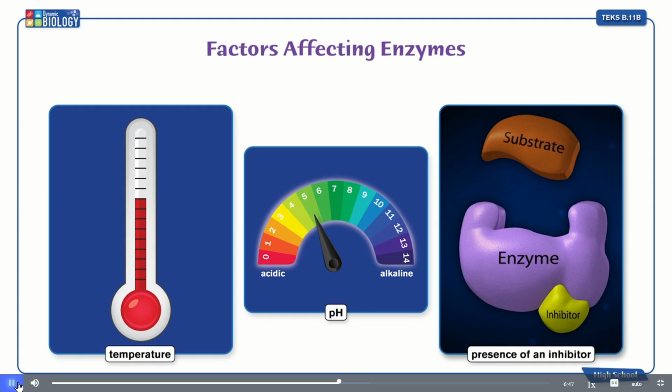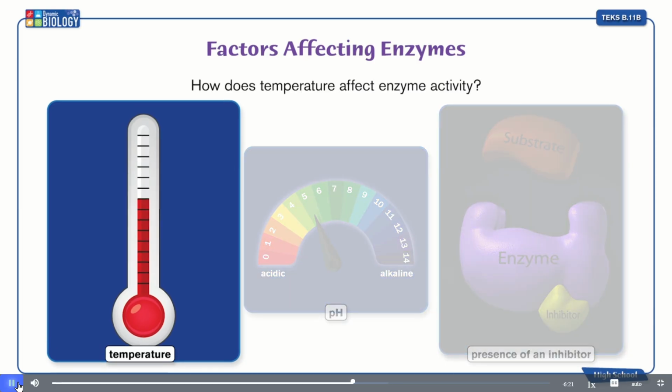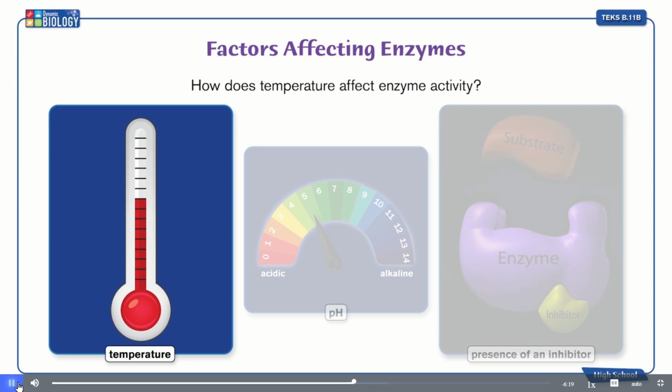Now we know how enzymes work and the kinds of jobs they do. But is there ever a time when enzymes can't do their jobs? Yes. Enzymes are sensitive to environmental conditions such as temperature, pH, and the presence of an inhibitor. If the conditions aren't suitable, then the enzyme can't work properly. Let's start by exploring the effects of temperature. How does temperature impact an enzyme's performance?